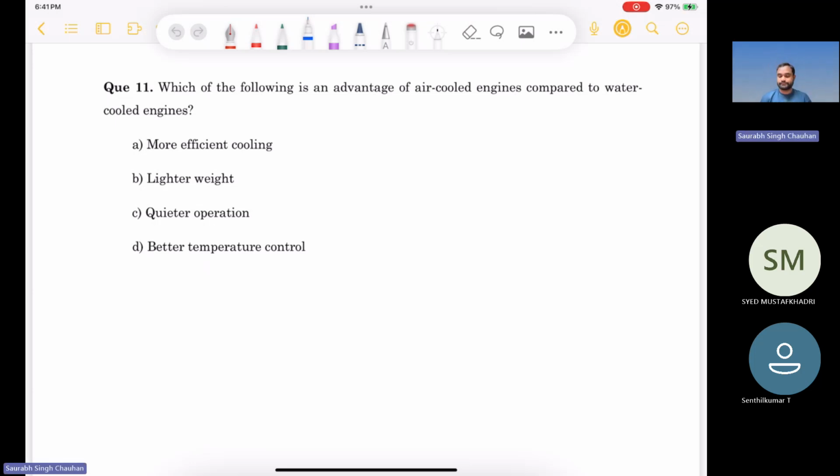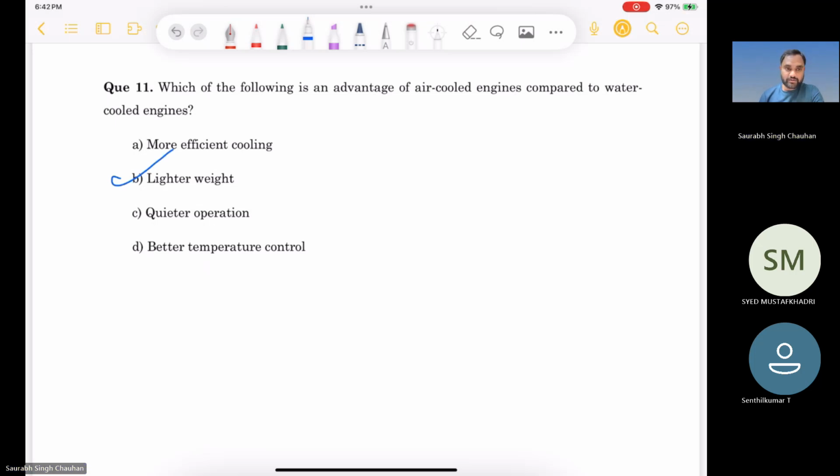Question number 11 says, which of the following is an advantage of air-cooled engines compared to water-cooled engines? Again, we have discussed this in some previous question. Option A, more efficient cooling. Option B, lightweight. Option C, quiet operation. Option D, better temperature control. So the correct option is lightweight.